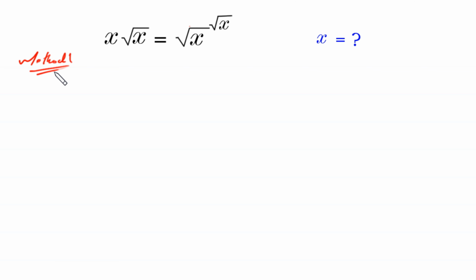In this method, we write this x times square root of x, times, we can write this square root of x as x to the power 1 over 2, is equal to, and we can write this square root of x as x to the power 1 over 2, whole to the power square root of x.